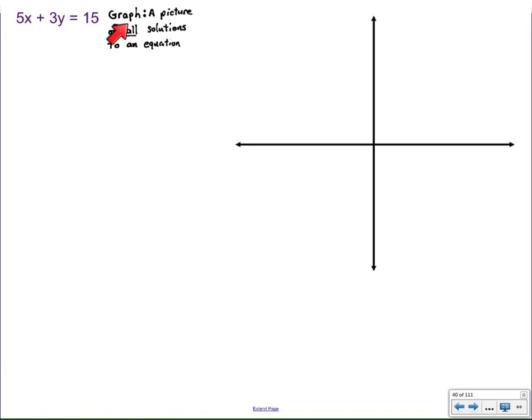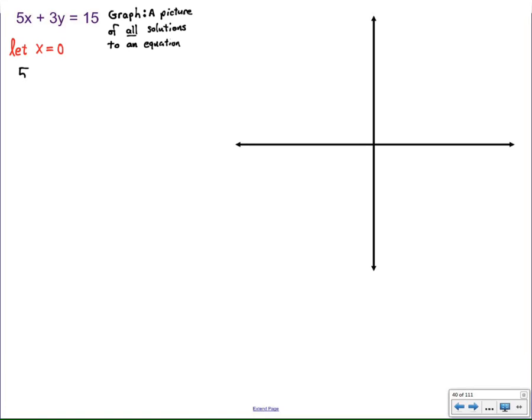So we need a reminder. A graph is a picture of all the solutions to an equation. So if I'm going to graph this equation, instead of identifying the slope and the y-intercept, because I can't see the slope and the y-intercept when it's written in this form, I'm simply going to find two of the infinite solutions so I can tell which way the line should be going.